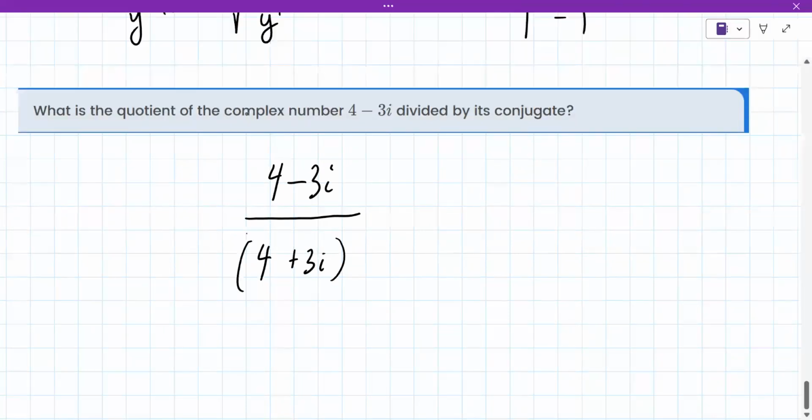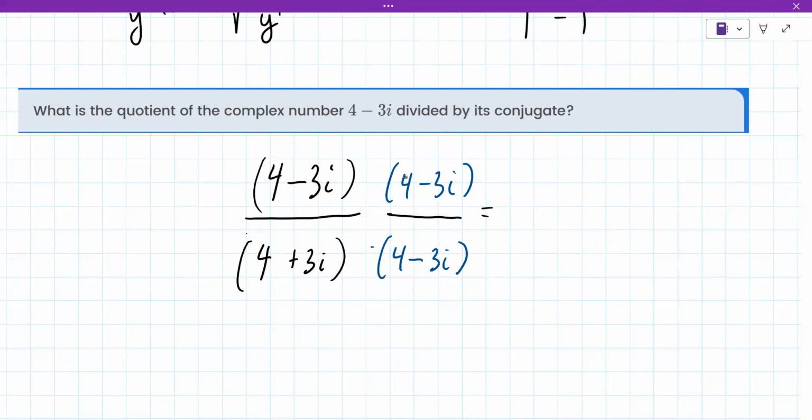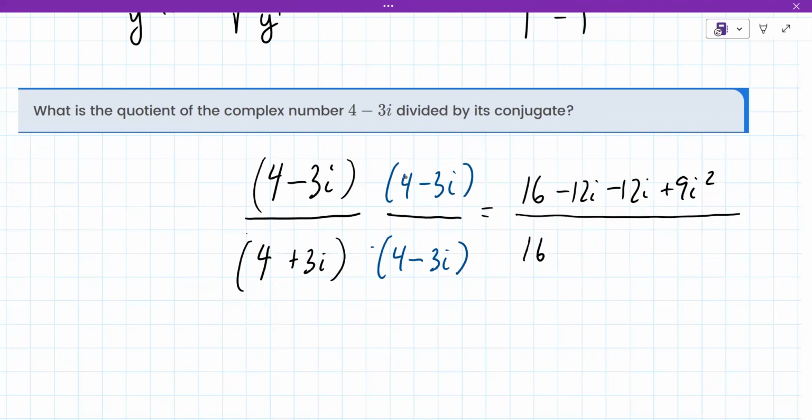Okay, and what we've been doing is we're now multiplying both the top and the bottom by the conjugate. So we've done this a number of times, but we'll do it yet again here. I'll do the top. So it's 16 minus 12i minus 12i plus 9i squared over 16 minus 12i plus 12i minus 9i squared.